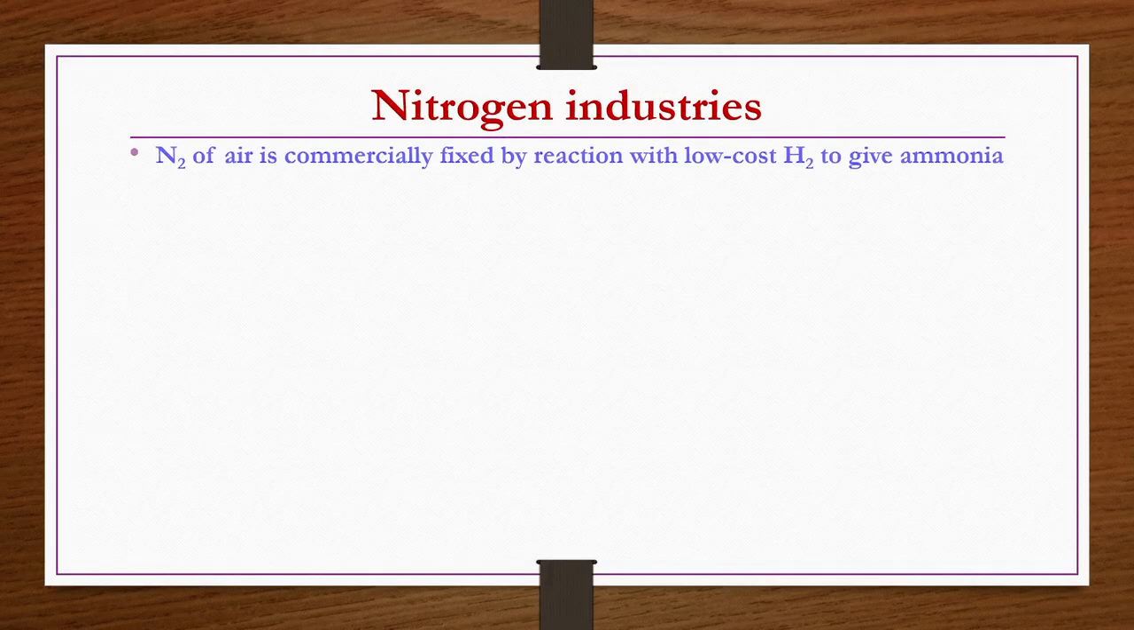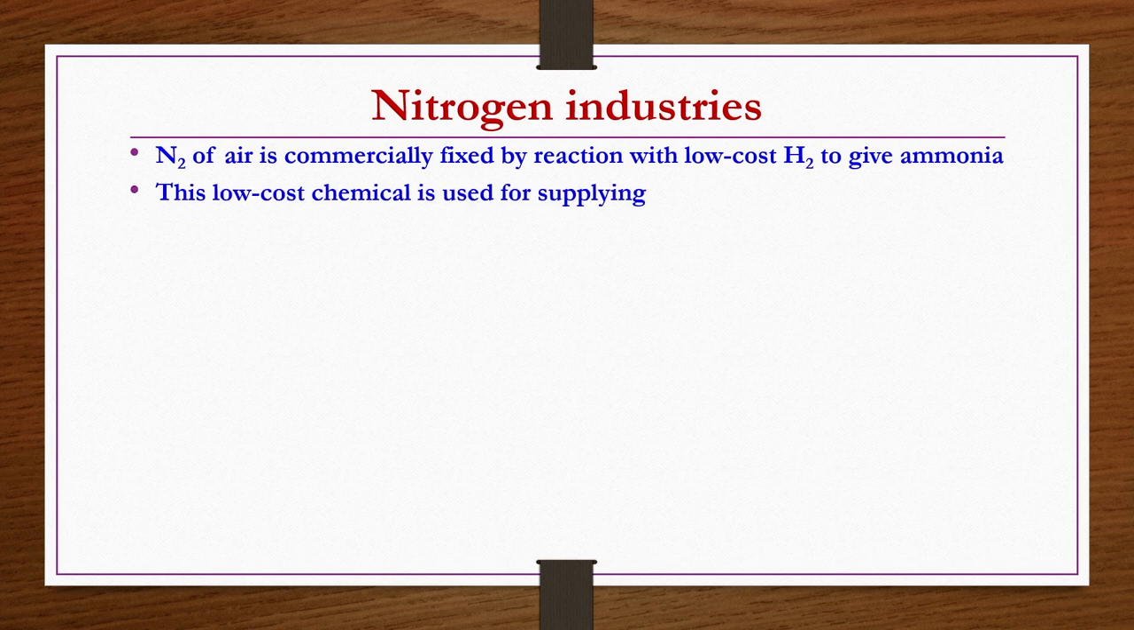Now, having seen a few basic introductory points about the agricultural industry, major components of fertilizers, etc., we start with our main topic of nitrogenous fertilizers, or the nitrogen industry. That is what we are going to discuss. Nitrogen of air is commercially fixed by reaction with low-cost hydrogen to give ammonia. How are we going to produce ammonia from nitrogen and hydrogen? That is what we are going to see in this lecture, right?